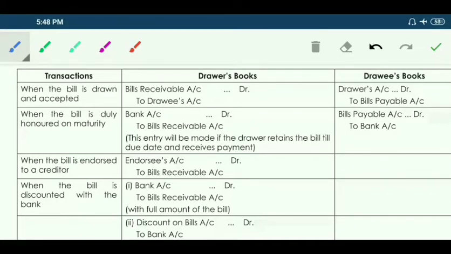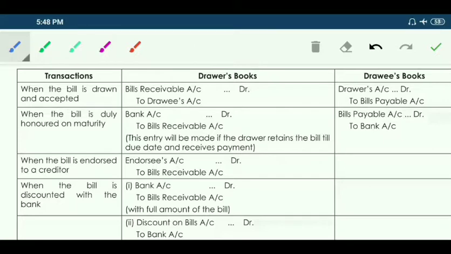Today we discuss entries in Bill of Exchange. This is a very easy chapter. If we understand the concept, then we can easily account for Bill of Exchange. We already discussed the introduction to the Bill of Exchange, so now we discuss entries.